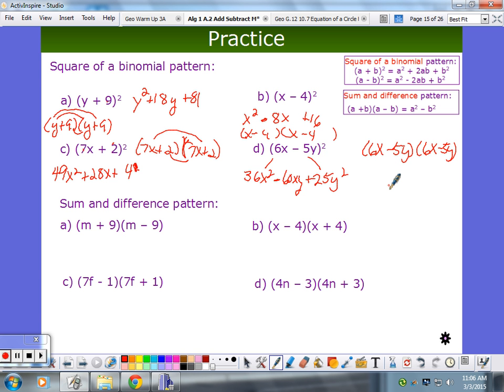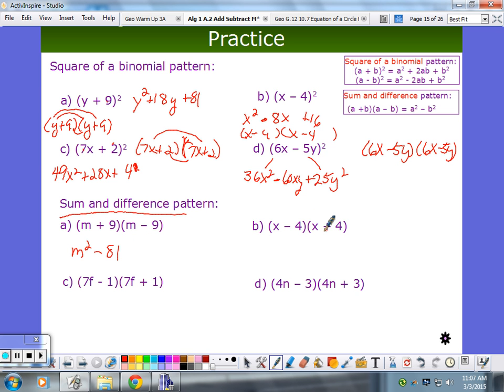Multiply the lasts. What do you think? This one's a little bit trickier. If the pattern is too much, just expand and use FOIL. This one, however, the sum and difference pattern is a little bit easier. If you notice, these are the same except for plus minus. So m squared minus 81. How'd I get there? 9 times negative 9. Because what happens to the outsides and the insides? Negative 9m plus 9m cancel each other out.